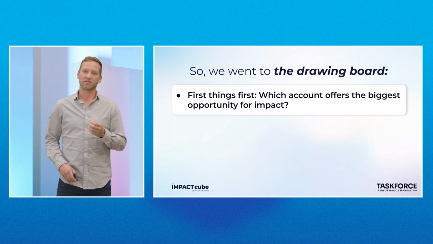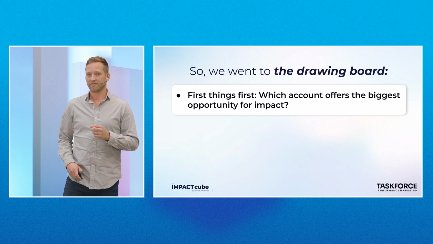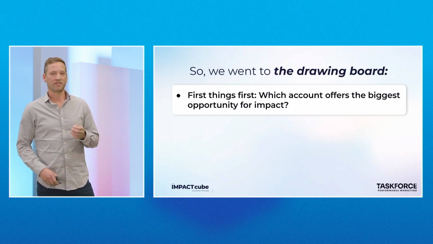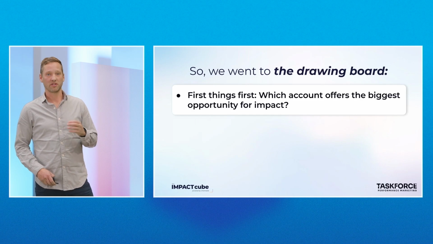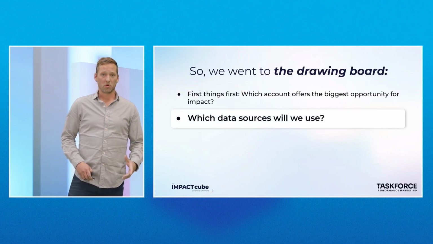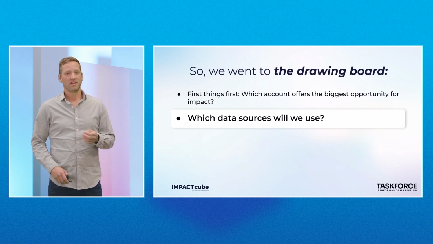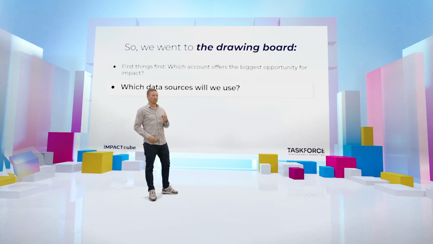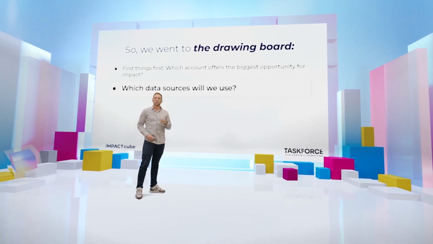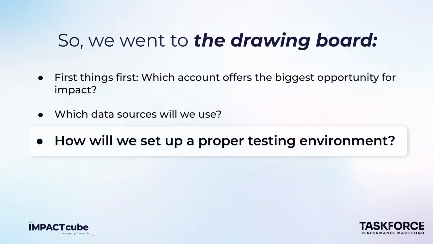Once this hypothesis was clear, it was time to go back to the drawing board. First, we had to decide which account would offer the biggest opportunity for impact. In this case, it was our client MediSafe. Then we looked at the data sources. Which ones can we combine and leverage to build our self-optimizing system? In this case, we combine organic search data and performance data from our Google Ads account, along with experience we have developed over the last 2 decades.